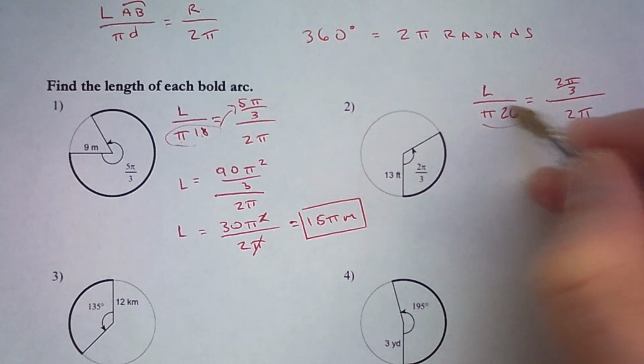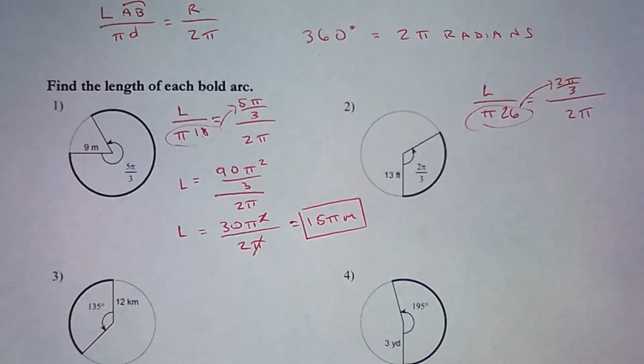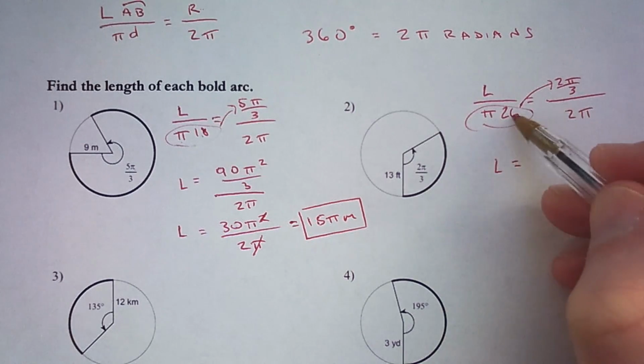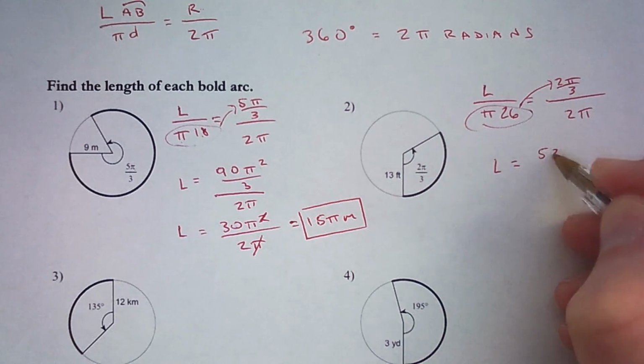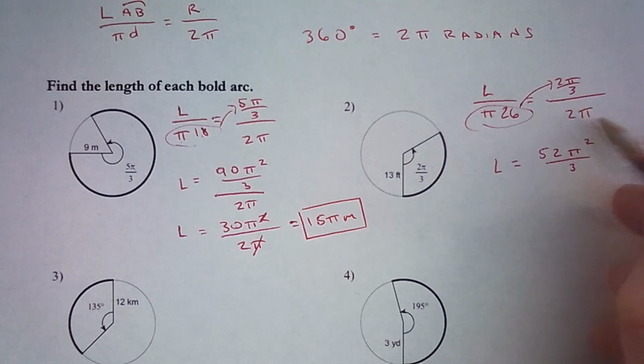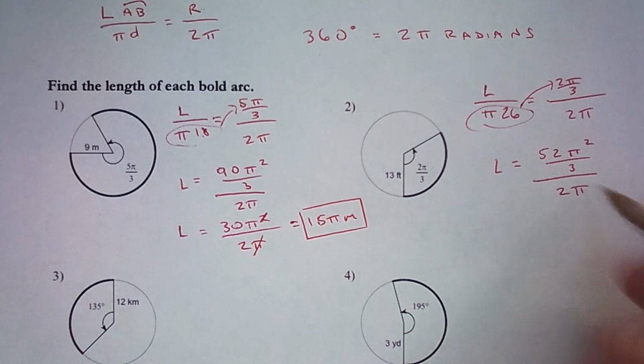So I can take this and multiply it diagonally. I get the length equals 26 times 2 is 52. Pi times pi is pi squared over 3, all over 2 pi.